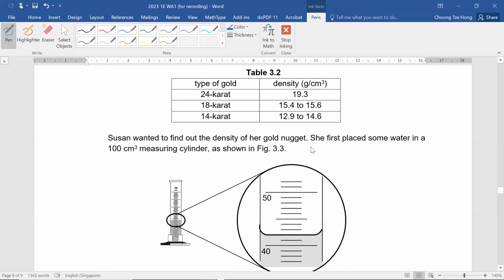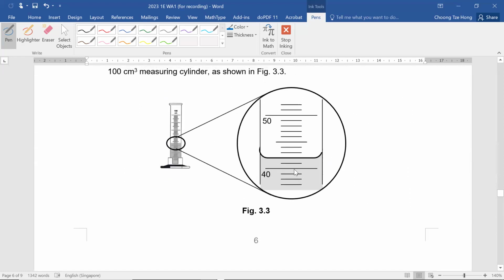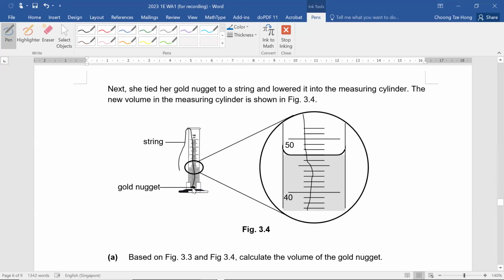Susan wanted to find out the density of her gold nugget. She has a piece of gold nugget. She placed some water in a 100 cm cube measuring cylinder as shown. The initial reading, before she put in the gold nugget, will be 40, 41, 42. So you just keep in mind this. The initial amount of water in the measuring cylinder is 42 cm cube. Next she tied her gold nugget to a string, and then she lowered it into the measuring cylinder, and the new volume is shown here. As you can see over here, the new volume is 47, so 47 cm cube.